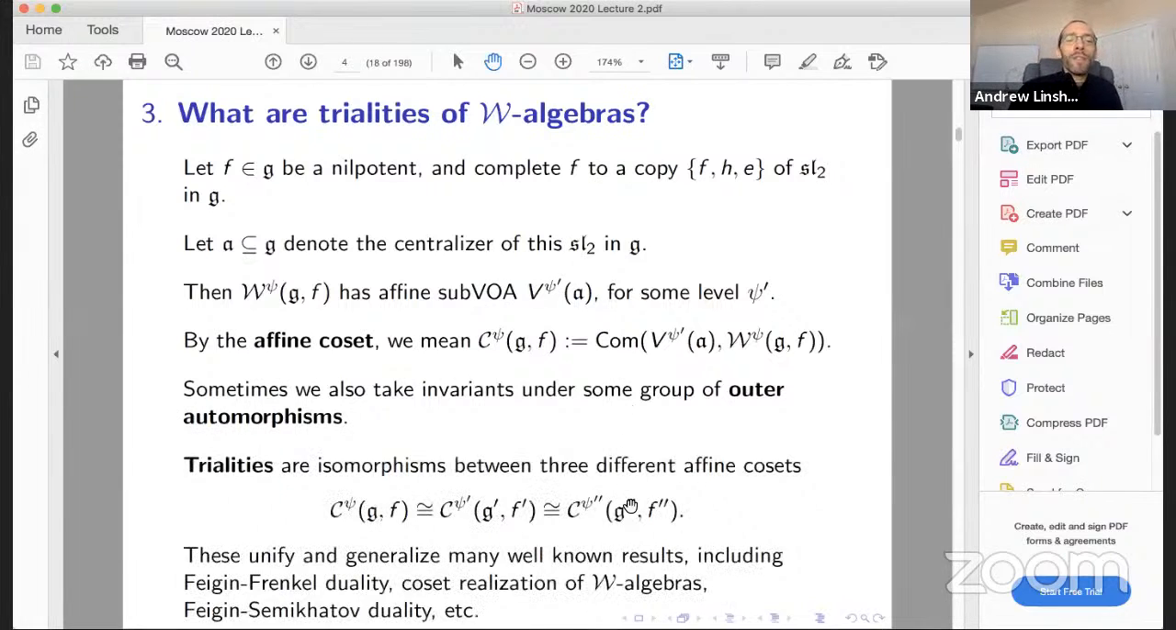And trialities are isomorphisms between three different affine cosets that are seemingly unrelated. And sometimes one of them is a Lie algebra and the other might be a Lie superalgebra. So three different Lie algebras, maybe three different nilpotents, and also three different levels. So non-obvious isomorphisms of this kind, which unify and generalize some previous results, including Feigin-Frenkel duality, this coset realization that I mentioned, then some other dualities as well, one of which Thomas talked about in his talk a minute ago, which we can call Feigin-Semikhatov duality.